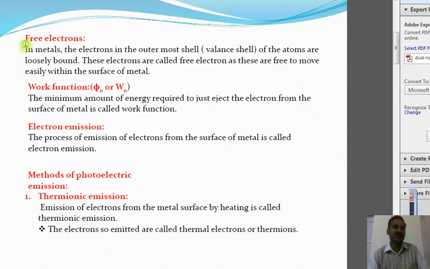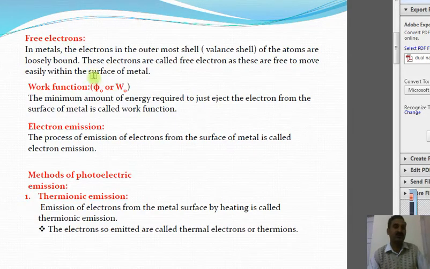So the first is free electrons. So what are free electrons? In metals, the electrons in the outermost shell are very loosely bound. These electrons are called free electrons because after getting a very small amount of energy, they become free and can move easily within the surface of metal. That is why these loosely bound electrons are called free electrons.